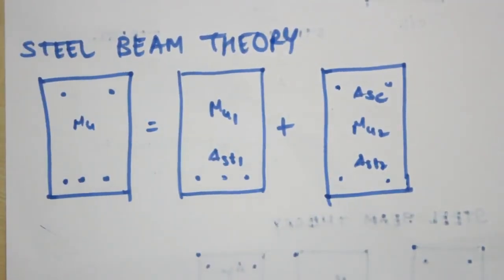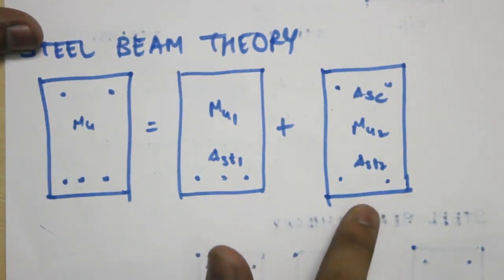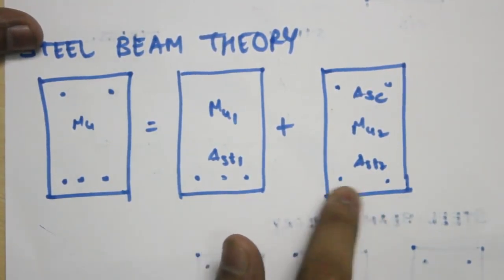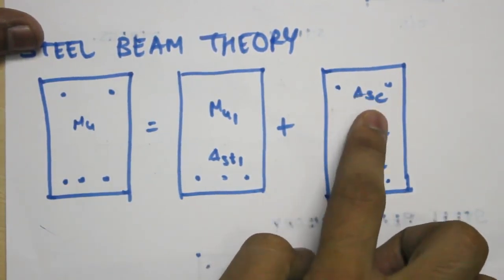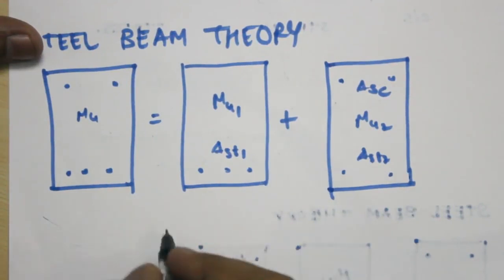So for the analysis of a doubly reinforced beam, we will use the steel beam theory. In this theory, the beam is assumed to be divided into two parts. That is, the first beam is considered to be a singly reinforced beam which can sustain the ultimate moment of resistance, which is this beam, and the other beam is assumed to be having no concrete but only the tension steel and the compression steel. Okay, so I'll show you how it is done.